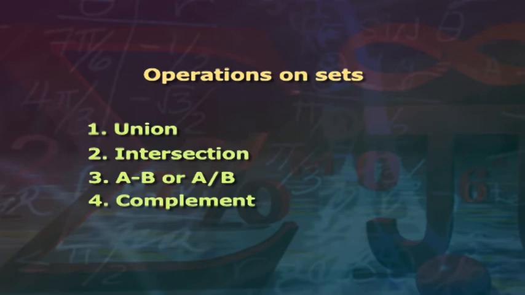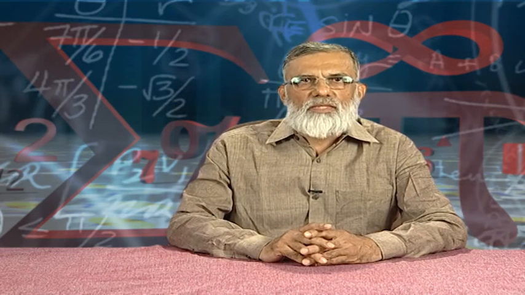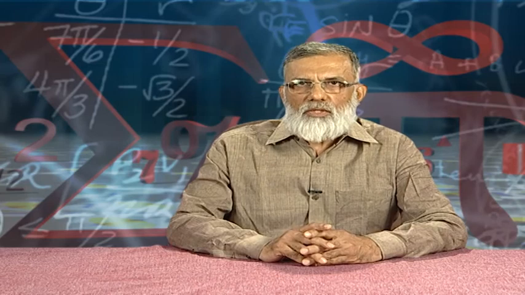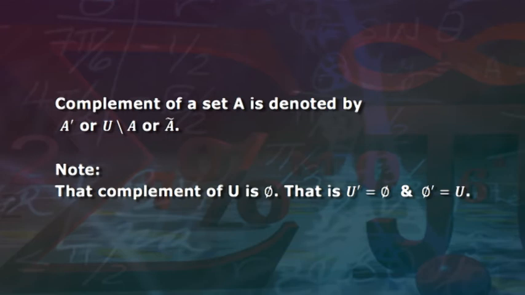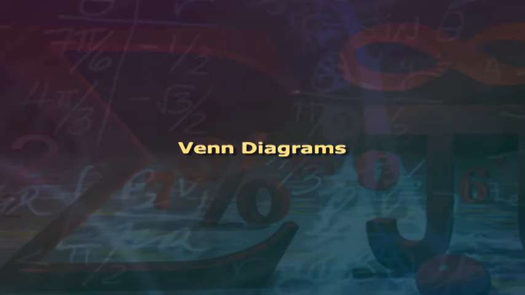4. Complement. The complement of a set A is the set of all elements of the universal set U which are not in A. Complement of a set A is denoted by A dash or U backslash A or A twiddle. Note that complement of U is phi, that is U dash is equal to phi, and phi dash is equal to U. Venn diagrams.